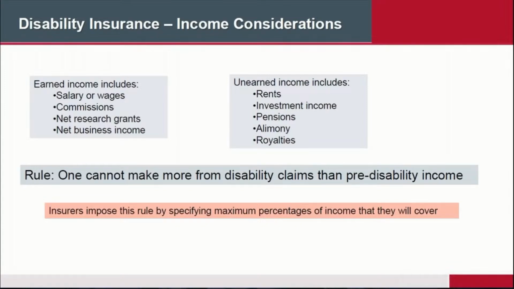Royalties. I wrote a book a number of years ago, to this day, I still get a royalty check every quarter, every time a book is sold. Once again, it's passive income, basically. So I don't have to really do anything. So basically, unearned income, the reason why we don't insure it is because there is, in effect, no actual loss.